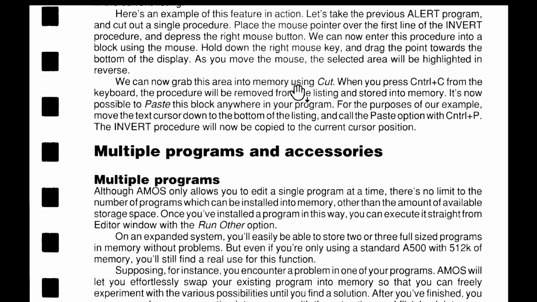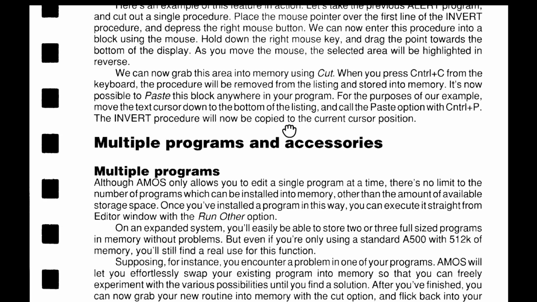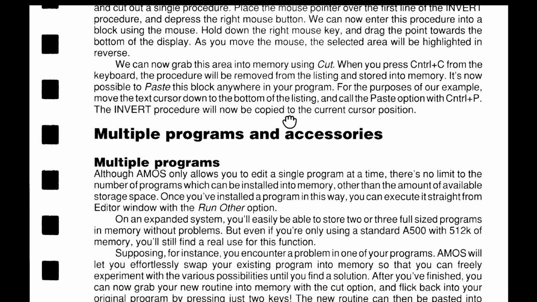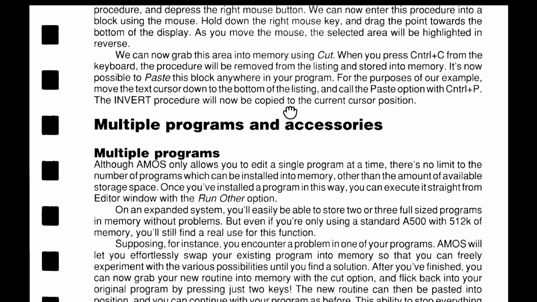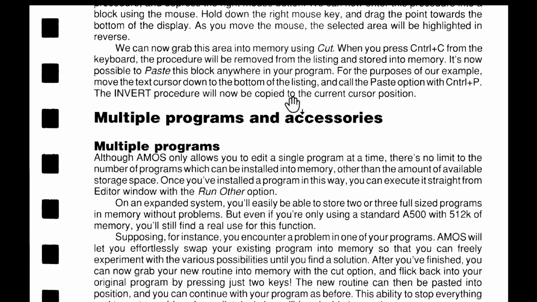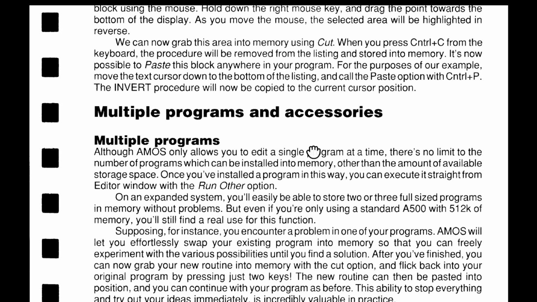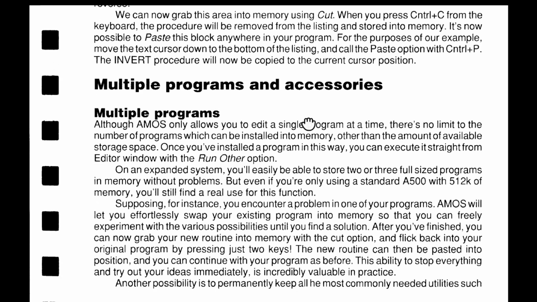Let's take the previous alert program and cut out a single procedure. Place the mouse pointer over the first line of the invert procedure, and depress the right mouse button. We can now enter this procedure into a block using the mouse. Hold down the right mouse key, and drag the pointer towards the bottom of the display. As you move the mouse, the selected area will be highlighted in reverse.